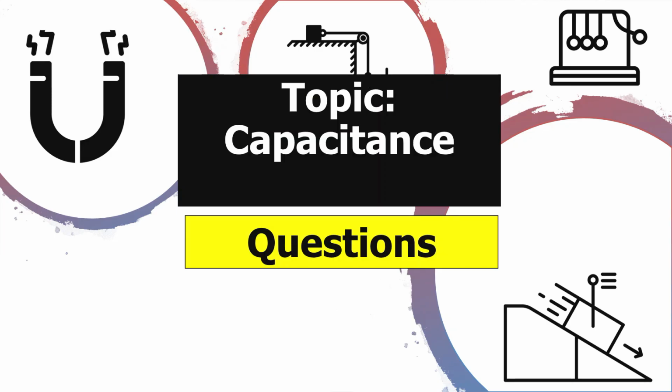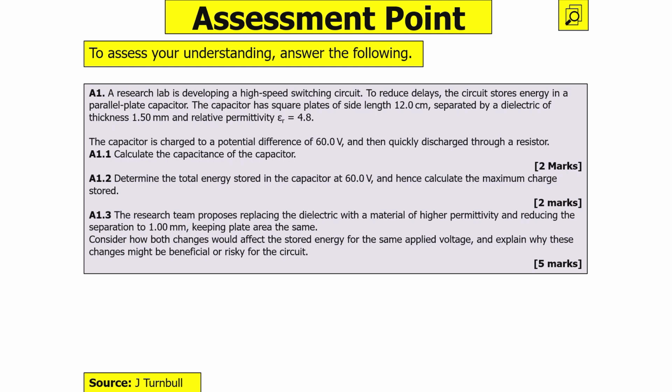Let's now have a look at some examination style questions to do with capacitance. A research lab is developing a high-speed switching circuit. To reduce delays, the circuit stores energy in a parallel plate capacitor. The capacitor has square plates of side length 12 cm separated by a dielectric of thickness 1.50 mm and a relative permittivity of 4.8. The capacitor is charged to a potential difference of 60 volts and then discharged quickly through a resistor. Calculate the capacitance of the capacitor.